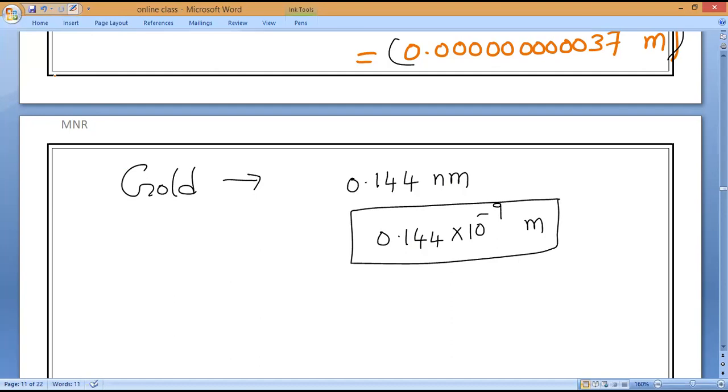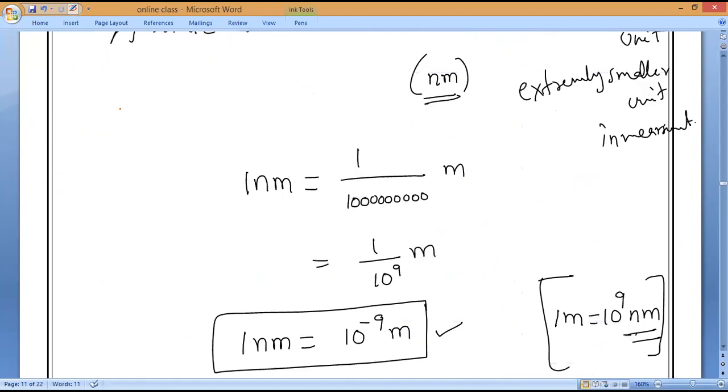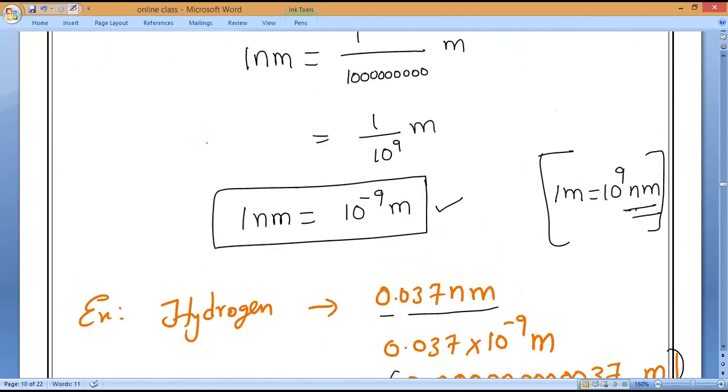Atoms are extremely small in size, so we always measure them in nanometers. So 1 nanometer is equal to how much, guys? 1 nanometer means 10 power minus 9 meters, or 1 by 10 power 9 meters. Everyone should learn this.